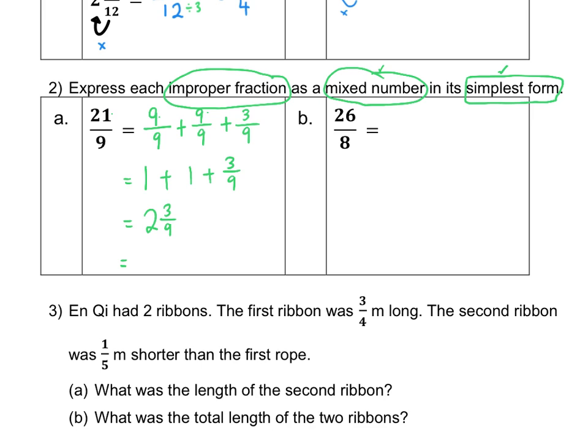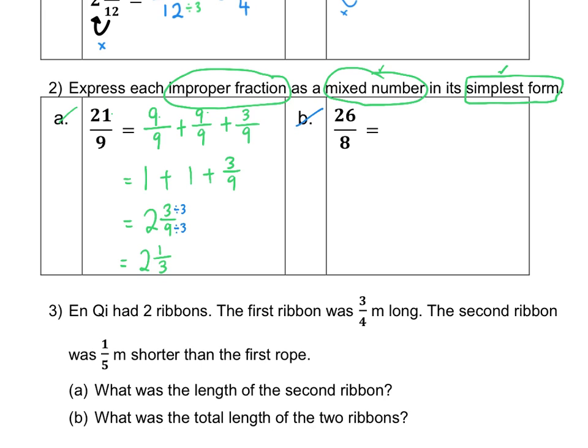Remember to change it to the simplest form. 3 and 9 can be divided by the same number, which is 3. So 2 wholes remain. 3 divided by 3 is 1. 9 divided by 3 is 3. So the answer to 2A is 2 wholes and 1/3. Now let's go on to B.